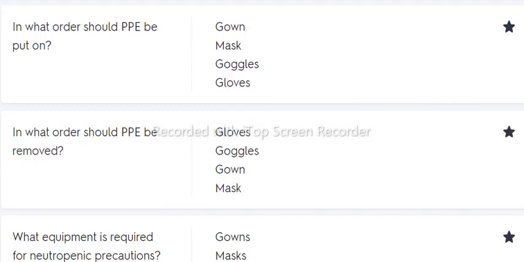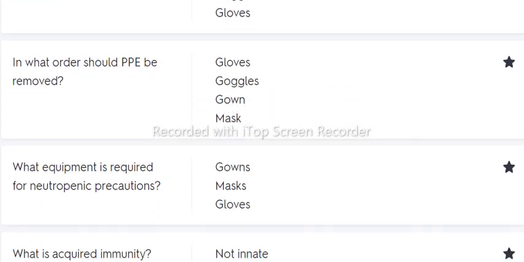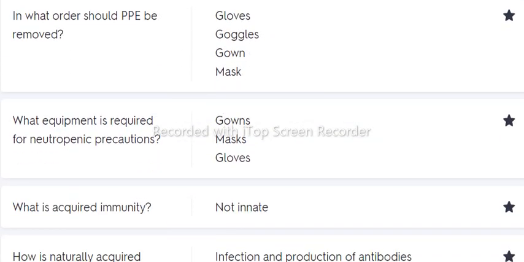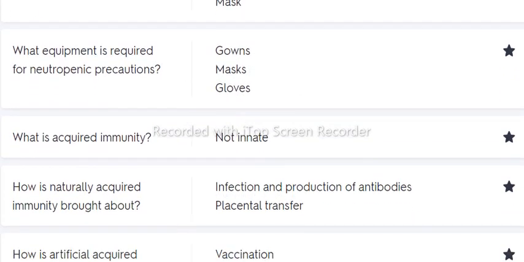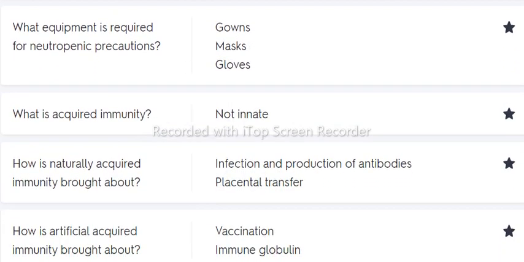In what order should PPE be put on? Gown, mask, goggles, gloves. In what order should PPE be removed? Gloves, goggles, gown, mask. What equipment is required for neutropenic precautions? Gowns, masks, gloves.